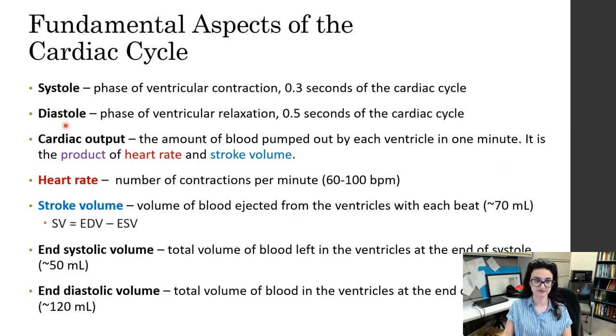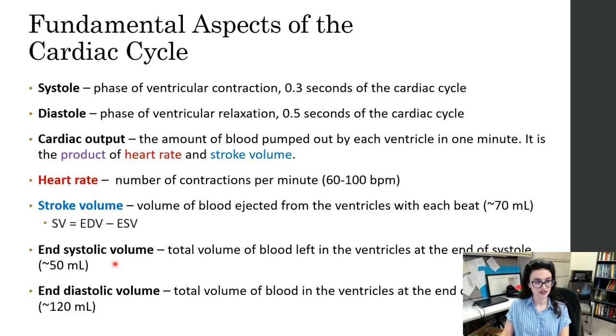Ventricles are relaxed. They're not contracted because that would shoot the blood out. They're completely relaxed. Cardiac output is important. It's the amount of blood pumped by each ventricle in 1 minute. So that's actually a product, which is multiplication, of heart rate, which is contractions per minute, so beats per minute, right? So when you count your heart rate with a watch or with your fingers, any pulse is going to be your heart rate, multiplied by stroke volume, which is the volume of blood ejected from each ventricle. So you have to multiply those together to get your cardiac output.